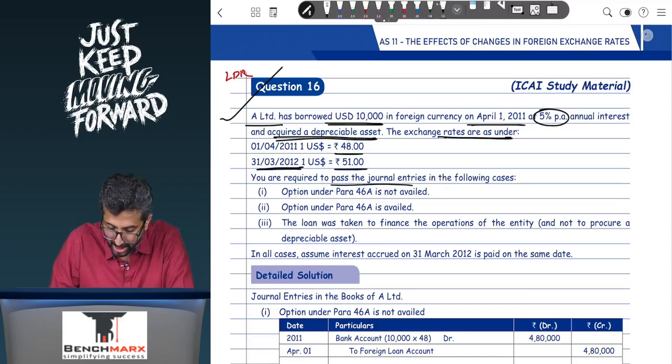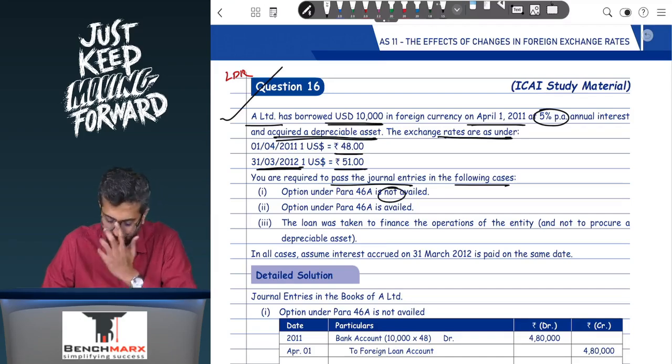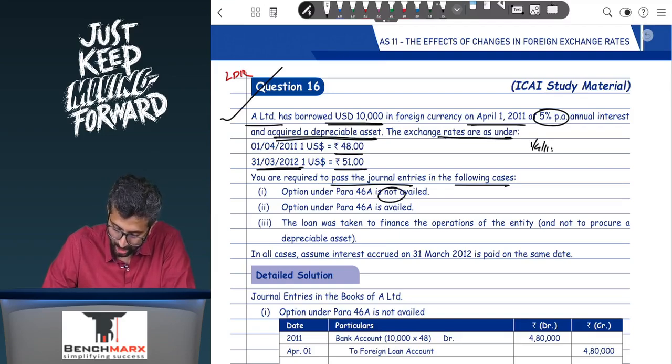You are required to pass the journal entries in the following cases. First, option under para 46A is not availed. Achha, what is the first journal entry when the loan is taken? On 1st April 11, when the loan is taken, your entry will be bank account debit to, let us say, Forex loan. How much, sir? $10,000 into rupees 48 per dollar. Exchange rate prevailing as on the date of the transaction, which means 4,80,000 you will record.